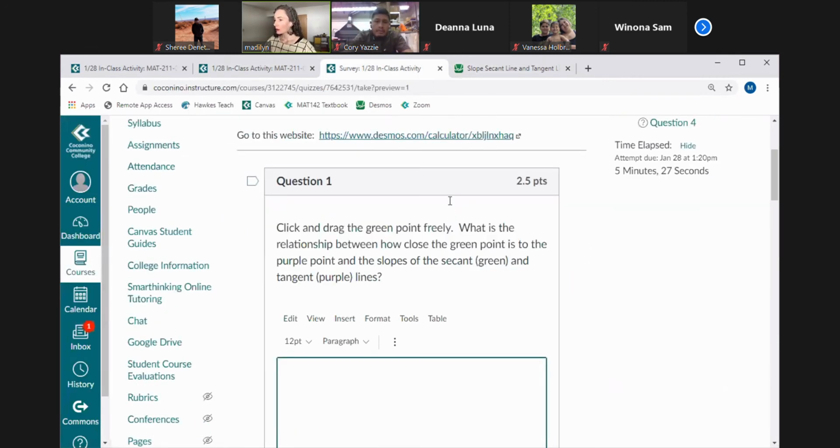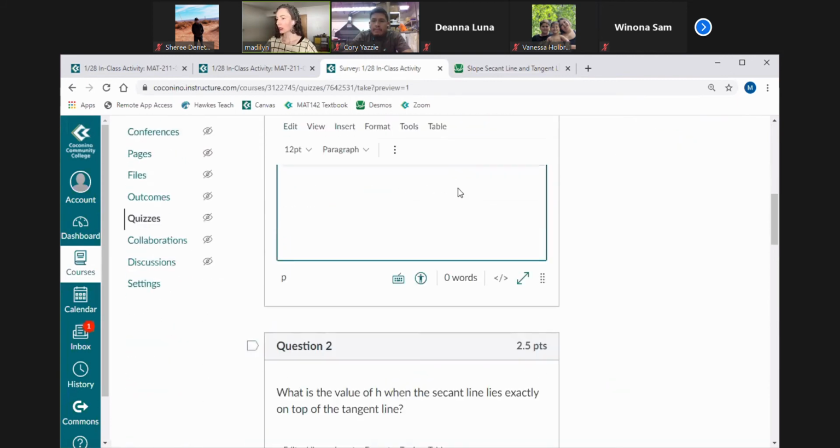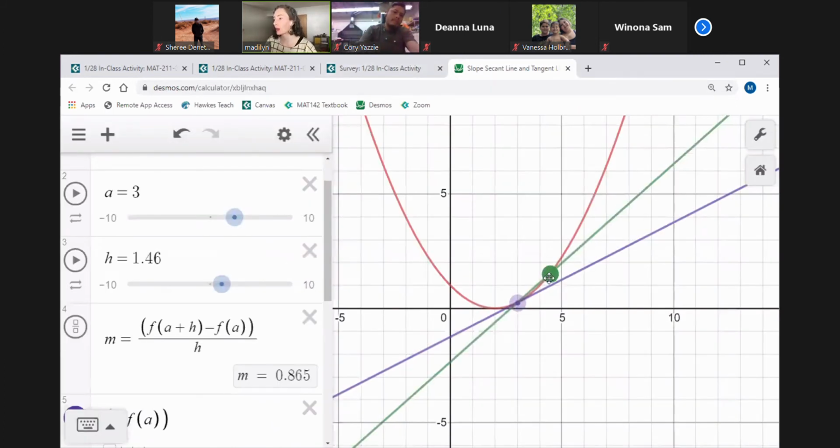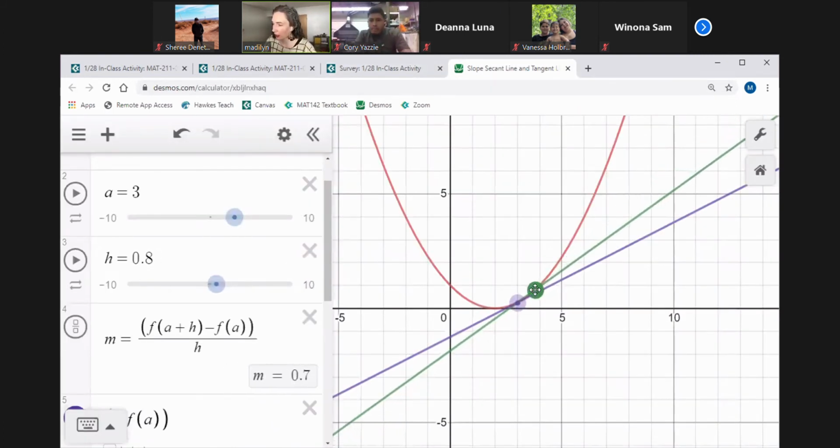So the next question was, what is the value of h when the secant lies exactly on top of the tangent line? So what value of h gives us the same line here?